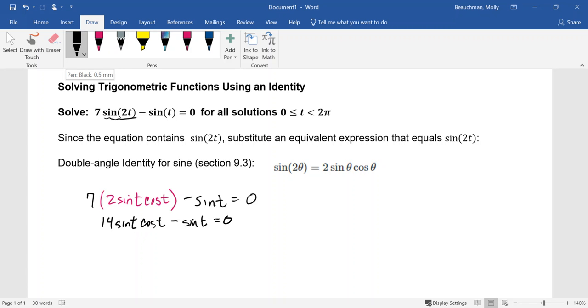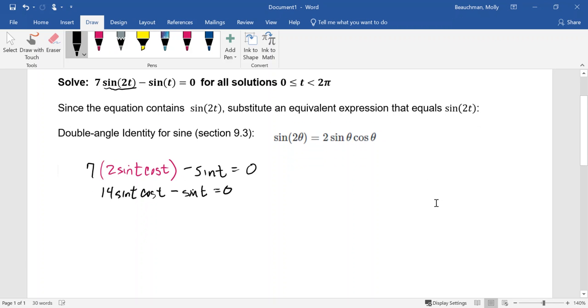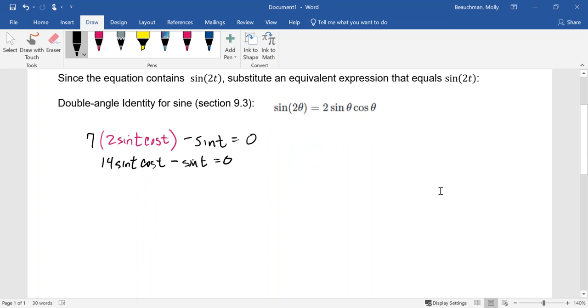Now we can factor. So this helped us, substituting that identity, because now both of our expressions have sine t in common. So I'm going to factor out the sine of t. I'm left with 14 times the cosine t minus 1 is equal to 0.